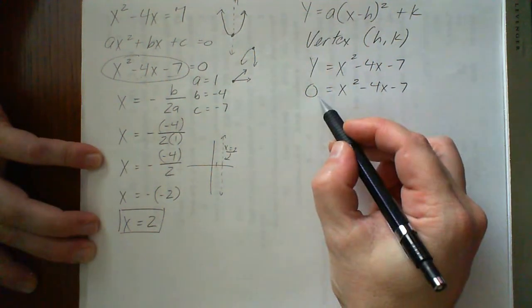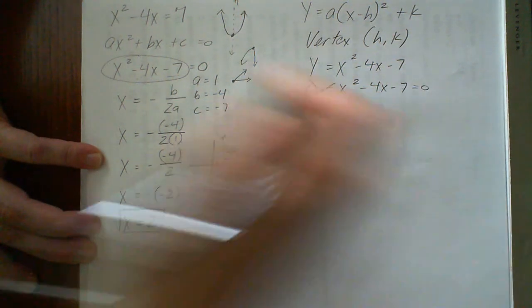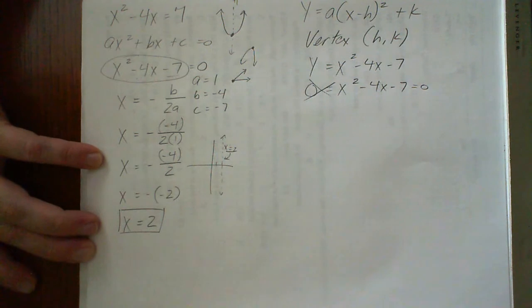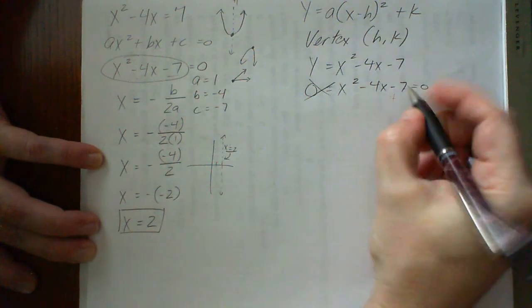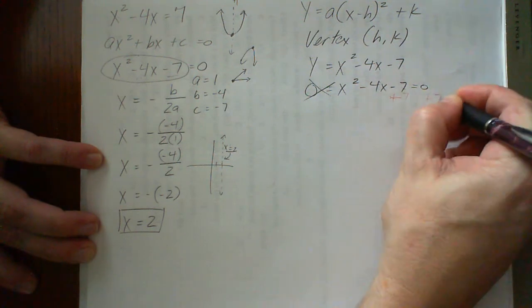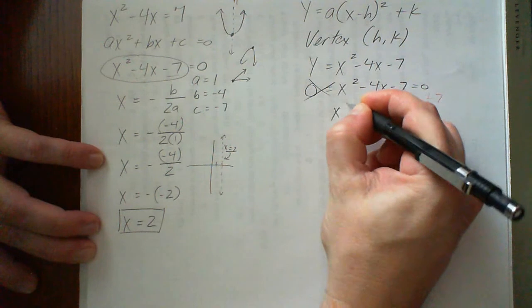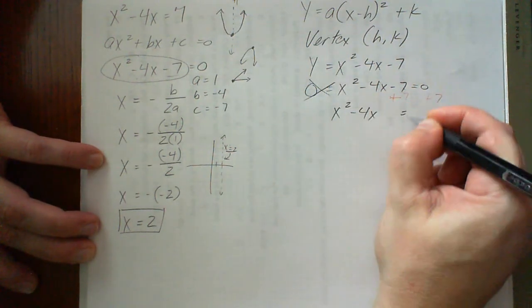I really would prefer my 0 to be on the right here. I'm just going to cross that out and move the equal to 0 over to the right. What we're going to do here first is get rid of this 7. We'll do that by simply adding a 7 to each side. So when I add 7 to each side, I'm left with x squared minus 4x equals 0 plus 7, which is 7.